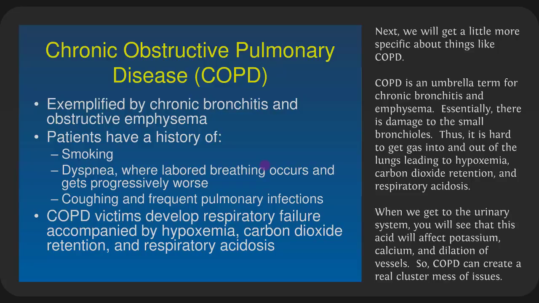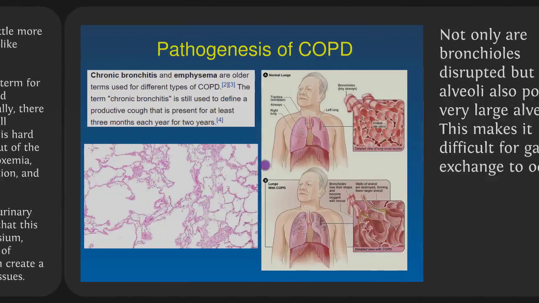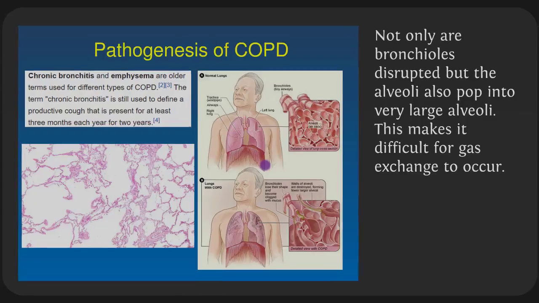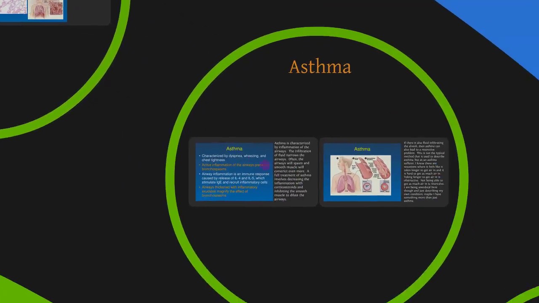Thus, it's hard to get gas into and out of the lungs, leading to hypoxemia, carbon dioxide retention, and respiratory acidosis. And you're going to see that that's going to have effect on multiple other things when we get to the urinary system. Respiratory acidosis, it'll destroy proteins, it'll affect calcium concentration, it'll affect potassium concentrations. So COPD can create a real cluster mess of issues. Not only are the bronchioles disrupted, but the alveoli also pop into very large alveoli. This makes it difficult for gas exchange to occur. So you'll see this in lab as well.